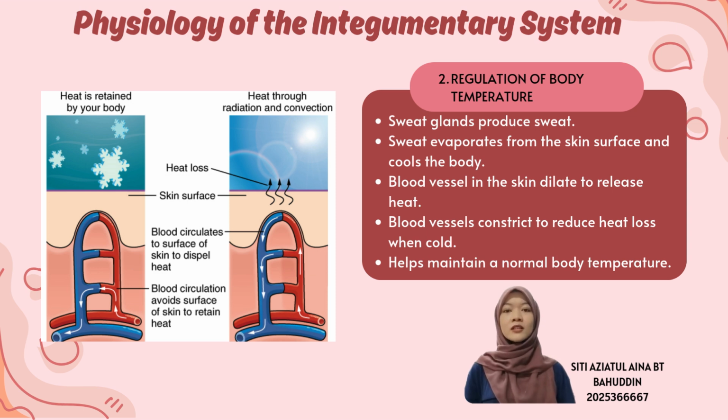The second function is body temperature regulation. The sweat glands produce sweat when the body becomes hot. As the sweat evaporates, it cools the body. The blood vessels in the skin also dilate to release heat and constrict when the body is cooled to reduce heat loss. These processes help maintain a normal body temperature.